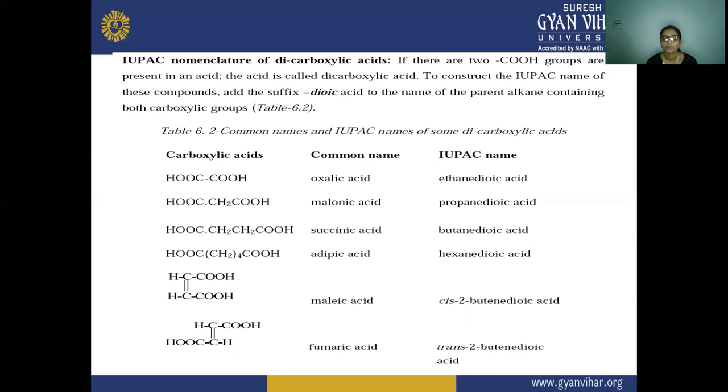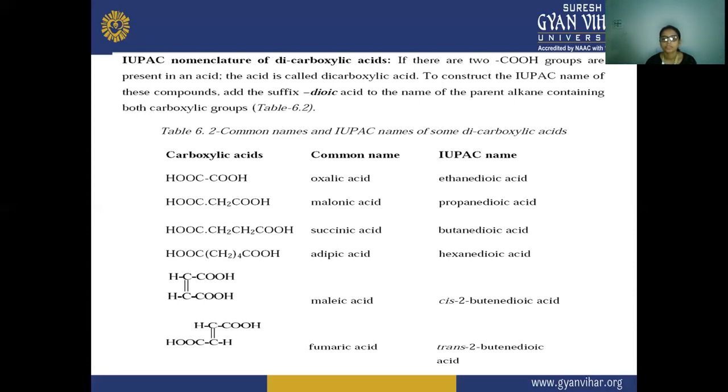Next is your COOH, CH2, CH2, COOH. Its name is succinic acid. According to the IUPAC name, succinic acid is butane dioic acid. It contains 4 carbon atoms, that is why its name is butane dioic acid. Adipic acid is a name which is having 6 carbon atoms, and its name is hexane dioic acid.